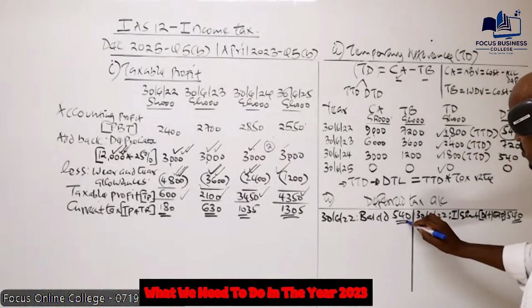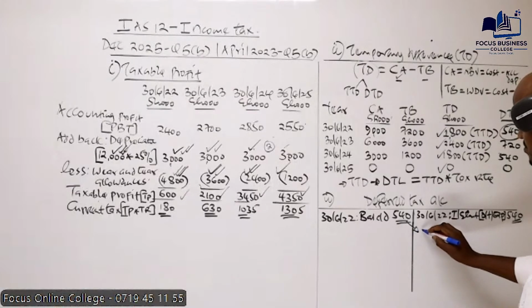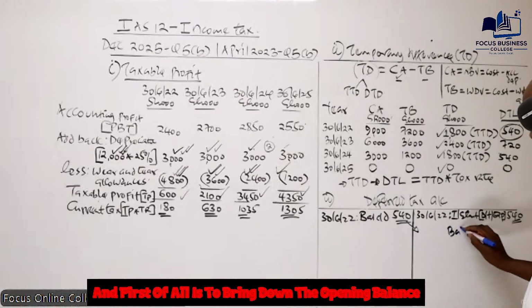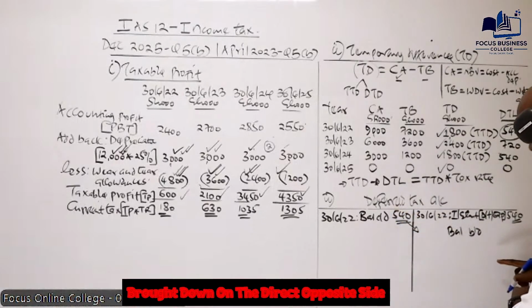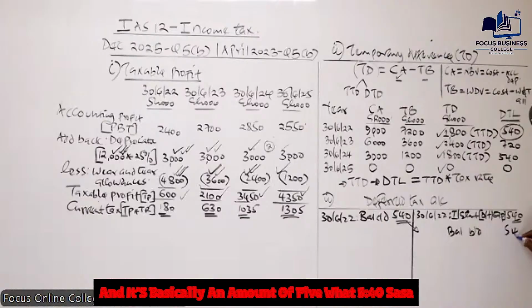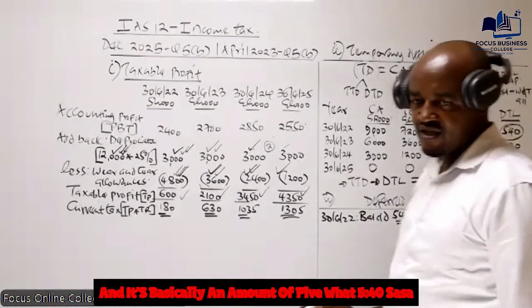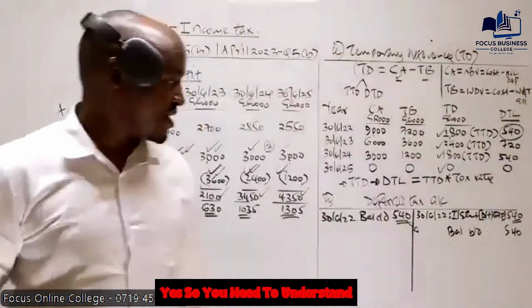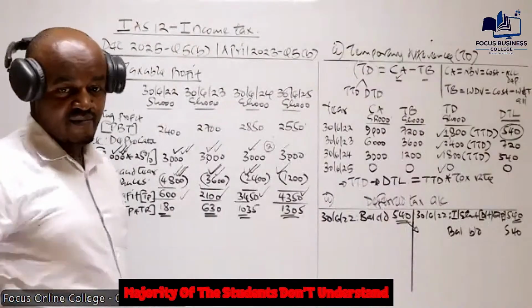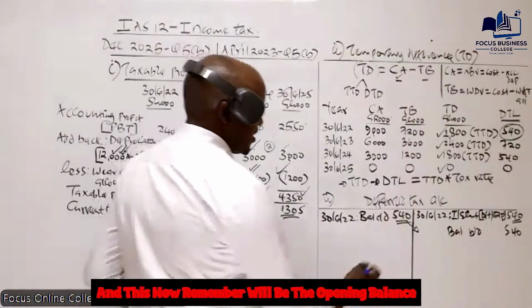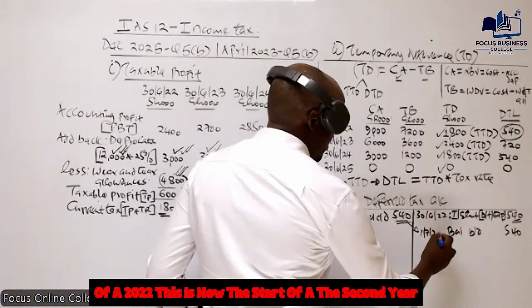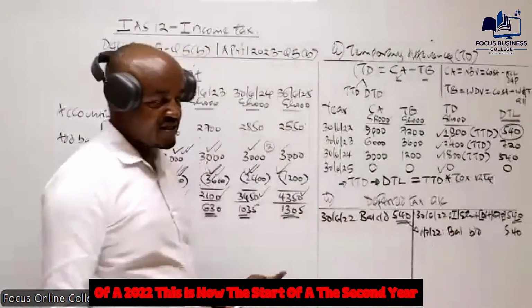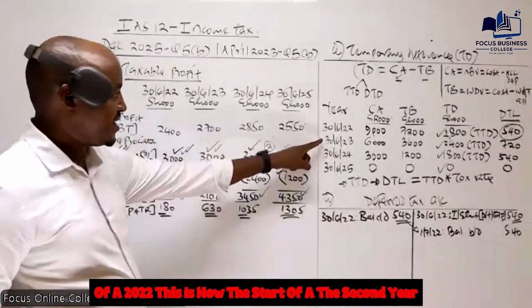So what we need to do in the year 2023, first of all, is to bring down the opening balance. The opening balance will be brought down on the direct opposite side, and it is an amount of 540. You need to understand what you're doing here, because this is one of the items the majority of the students don't understand. And this will be the opening balance this year, 1st July 2022. This is now the start of the second year.